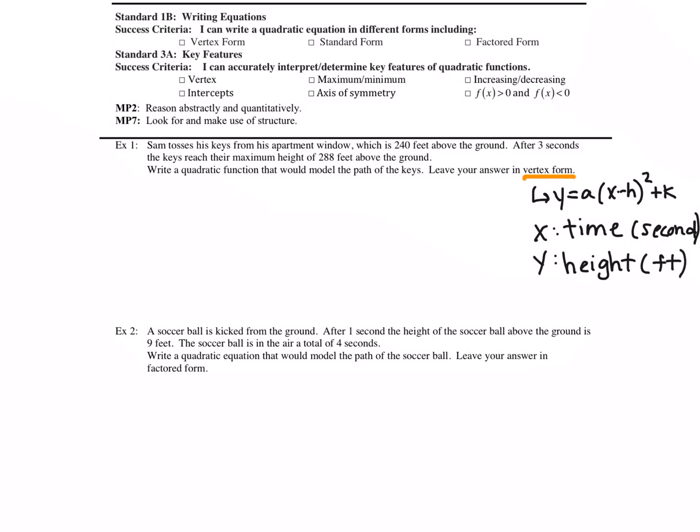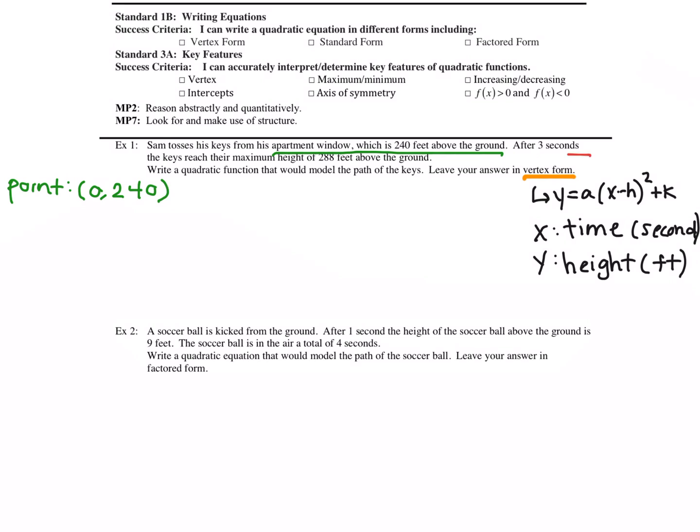Now let's talk through what are some important things I should underline here. Sam tosses keys from his apartment window at 240 feet above ground. Well, what is that time? That is the initial time, meaning that our x would be 0 because that's the starting point. And at the starting point, it's 240 feet above ground.